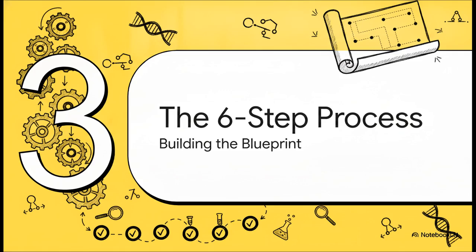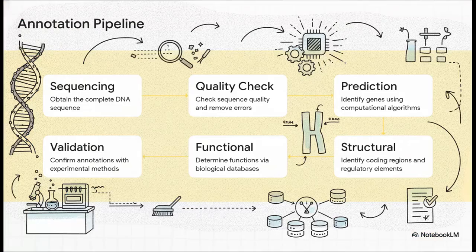All right, Section 3, the 6-step process. So, how do we actually do this? Well, here is the step-by-step journey. Step 1 is genome sequencing, just getting that complete raw DNA string. Step 2 is quality assessment, where we meticulously clean up the data and toss out any sequencing errors or contaminants. Then comes Step 3, gene prediction, which is where we hunt down potential genes. Step 4 is structural annotation, mapping out those coding regions and regulatory elements. Step 5 is functional annotation, where we cross-reference our newly found genes with existing biological databases.